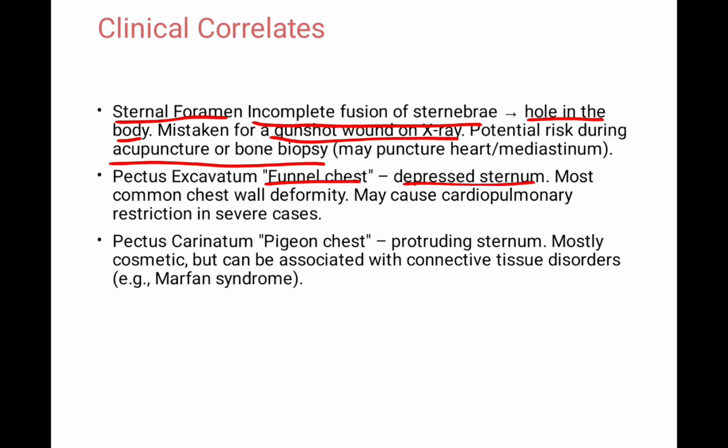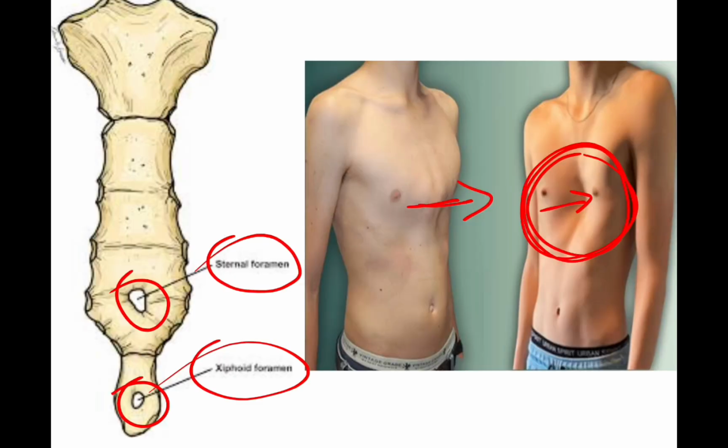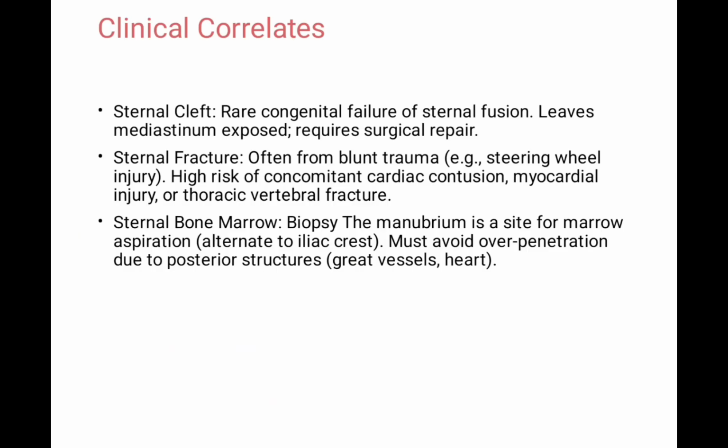It is the most common chest wall deformity. It may cause cardiopulmonary restriction in severe cases. We have pectus carinatum, which is pigeon chest. It is a protruding sternum, mostly a cosmetic issue, but can be associated with connective tissue disorders like Marfan's syndrome. You can see it pushing out, pectus carinatum, pushing in, pectus excavatum. Good. So we have more clinical correlates to look at.